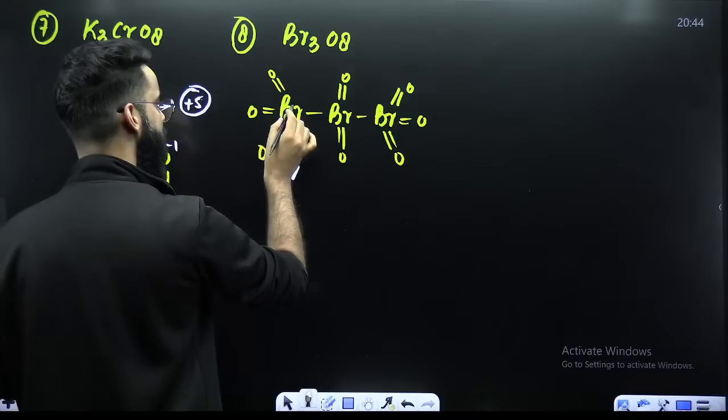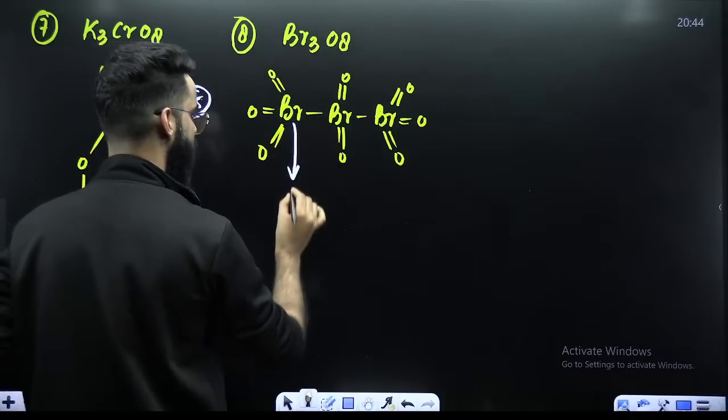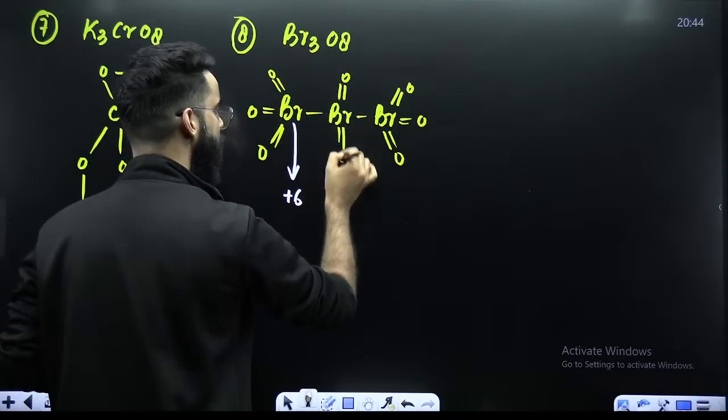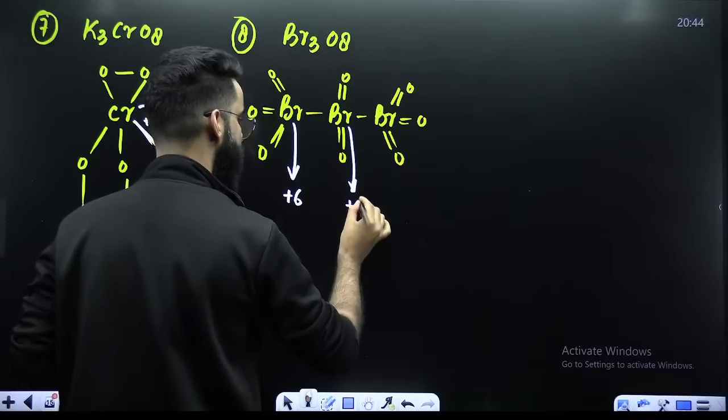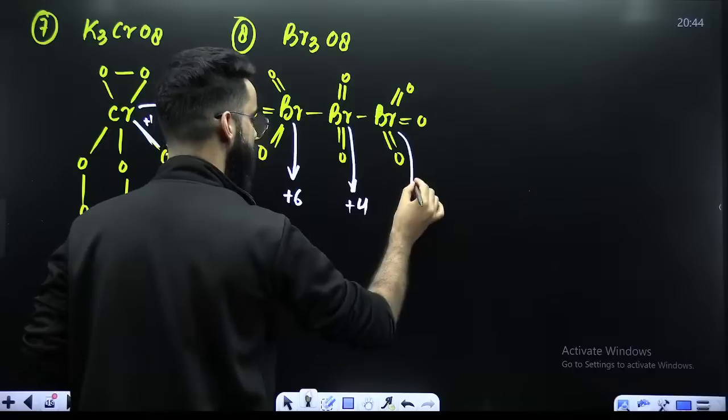Due to this double bond, it will be +2, +2, +2. Nothing will happen due to this. So it's going to be +6. +2, +2, so it's going to be plus 2 plus 2 plus 4 plus 2 plus 2 plus 2. So it will be plus 6.